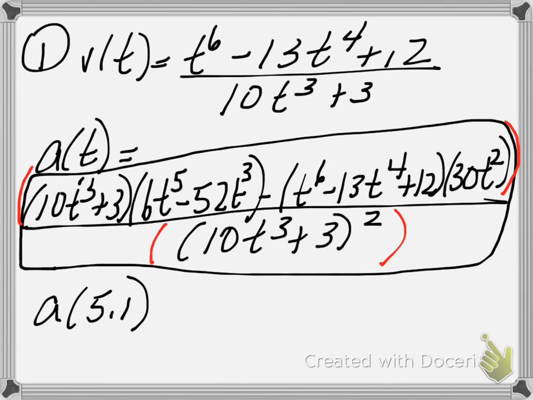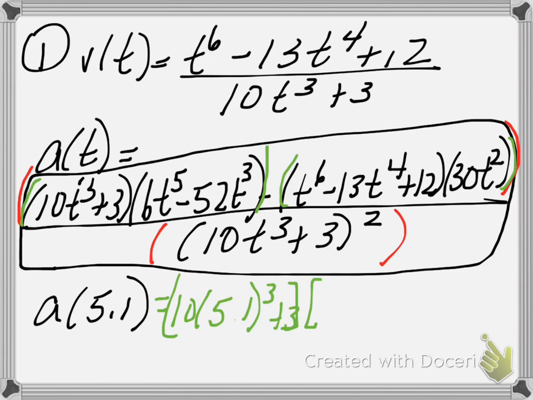And then you're going to need another set of parentheses for your first term, and then another one here and here. Okay, so you can do that, or you could rewrite the whole thing. I'm not going to do the whole thing, but you would do it like this: 10 times 5.1 to the third plus 3 times, and then you can do it piece by piece, whatever you feel most comfortable with.